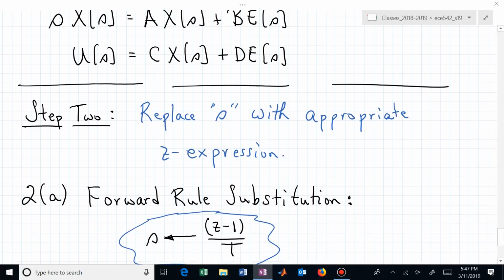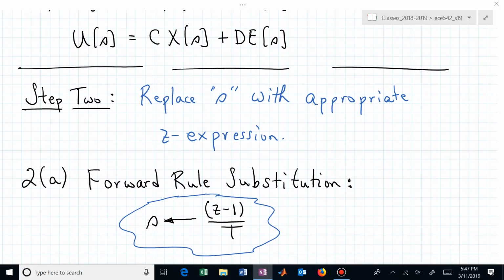Now I will probably slow down a little bit. Now we want to do step number 2, and that's replace S with the appropriate Z domain expression. That's going to depend on whether we're doing the forward, the backward, or the trapezoidal. Homework problem number 5 had us doing the backward.